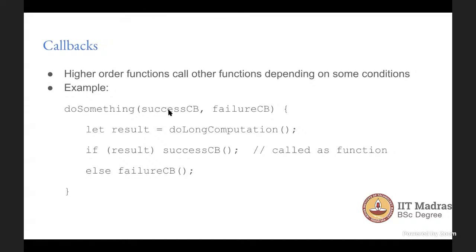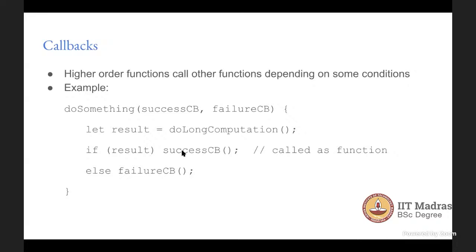And the reason it's called a higher order function is because it takes two other functions, success CB and failure CB, as arguments. Internally it might do some computation. If the result works out to be true or successful in some way, it calls one particular function, success CB, else it calls the other function, failure CB. Which means that depending on whether it succeeded or failed, I can make the system do different things.